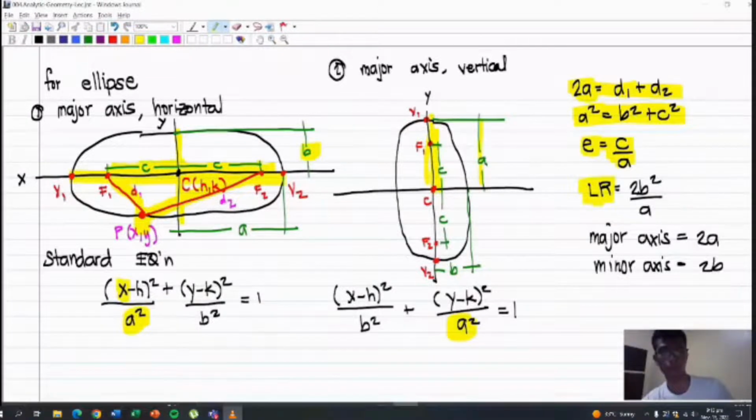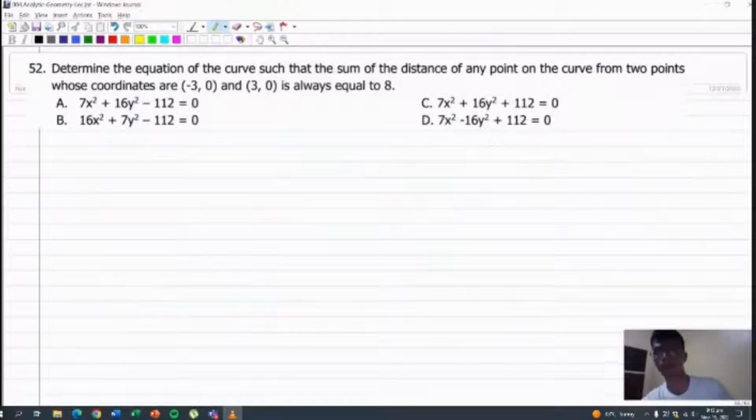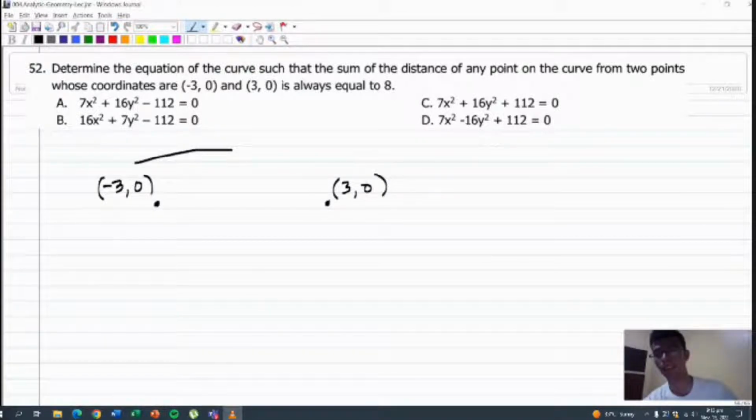Try natin mag-solve. Number 52. So, determine the equation of the curve such that the sum of the distance of any point on the curve from 2 points whose coordinates are negative 3, 0 and 3, 0 is equal to 8. So negative 3, 0, let's say na ito yung point na yon. And then yung 3, 0, ito naman yung point na yon. That is an ellipse. Siyempre, kasi yung topic natin ay ellipse.